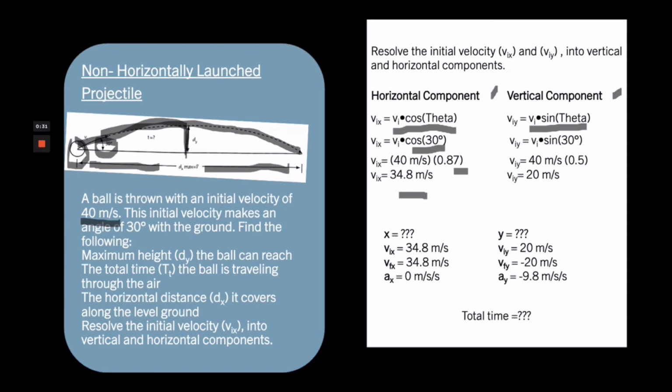Now, for the initial velocity for our y component, we need to get the vi times the sine 30 degrees. So we have, again, the 40 meters per second is our initial velocity times the value of sine 30 degrees, where you can check on your calculator or on your Google, that would be 0.5. So that would actually give you 20 meters per second for your initial velocity for the y component.